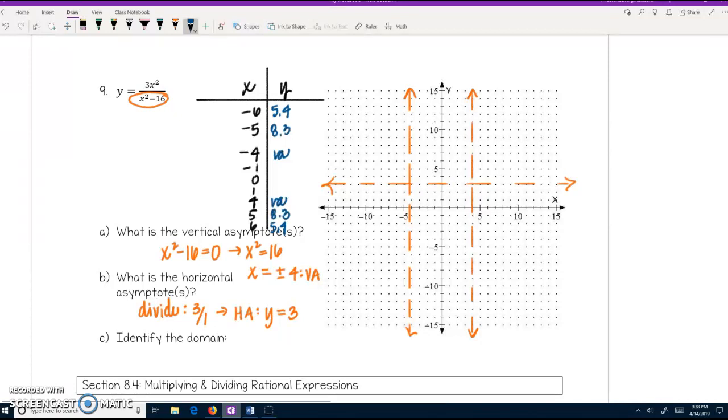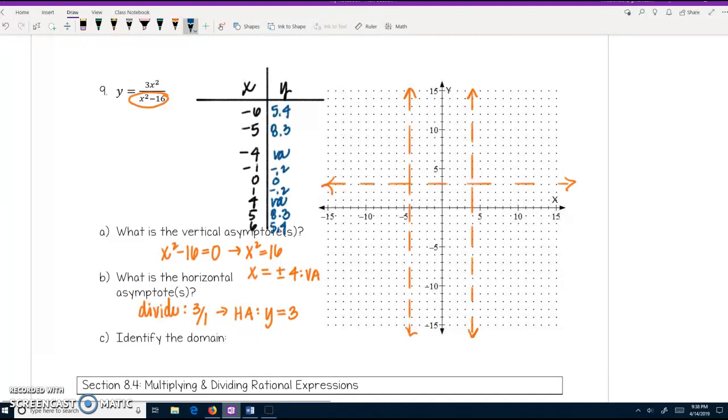Then when I do 1, 3 times 1 squared divided by 1 squared minus 16, I get negative 0.2, which will also be what I get when I plug in positive 1. And then when I plug in 0, I'll get out 0. So you want to make sure that you can move through those problems efficiently, plugging them into your calculator to get those y terms out.